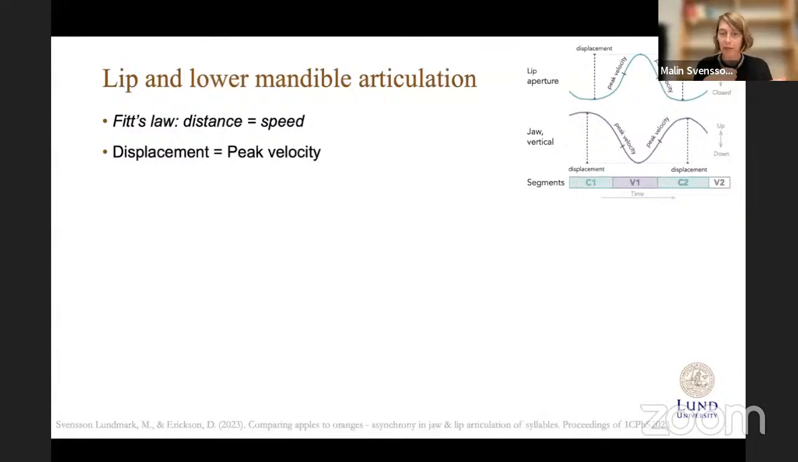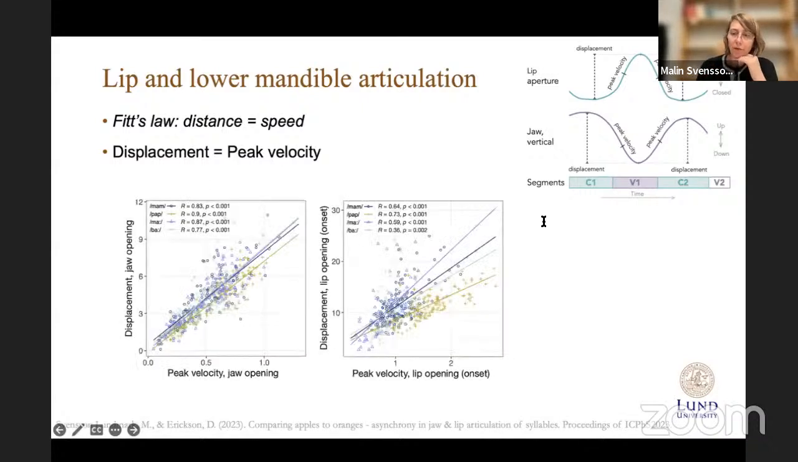Distance should be equal to speed. And we compare this by looking at the displacement, how much it's open and how fast it's moving. These graphs show data from 4 words that are different in manner of bilabial articulation. Displacement of jaw and lips are on the y-axis, and how fast they are moving, peak velocity, are on the x-axis. For the jaw to the left, it seems that it doesn't matter what type of constriction, the jaw does the same thing. So Fitts' law seems to fit for the jaw.